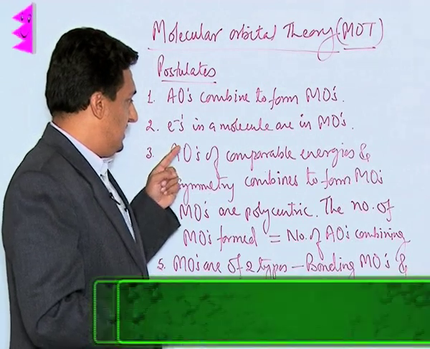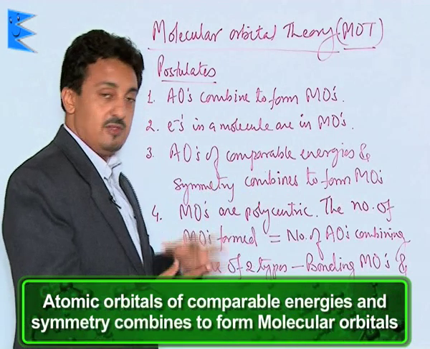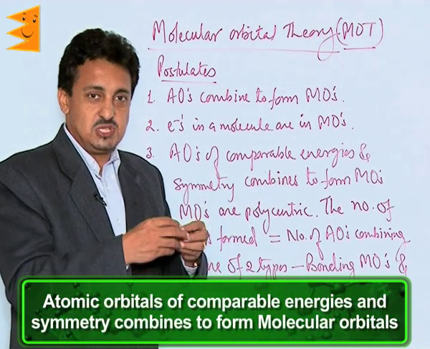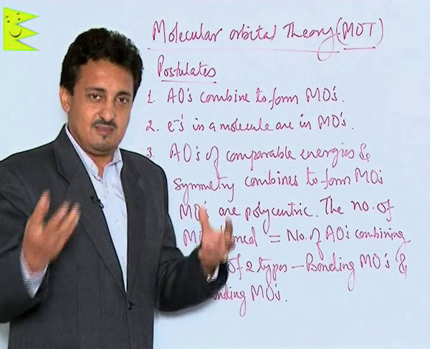Next point: the atomic orbitals of only comparable energies and symmetry combine to form molecular orbitals. We can't expect a combination of a 2s with a 3p, because there is such a large difference of energy as well as symmetry.